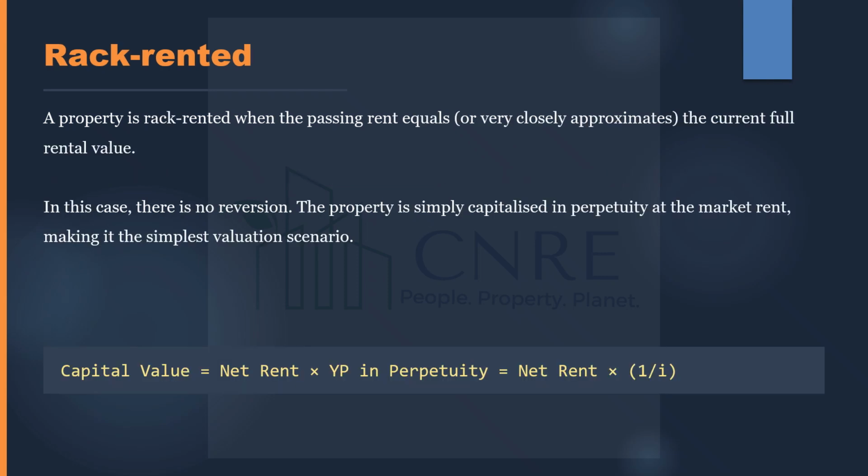So when a property is rack rented, it simply means that the passing rent of the property is equal to the full rental value. So the property was given out at a rent that equals what similar properties are going for in the open market.